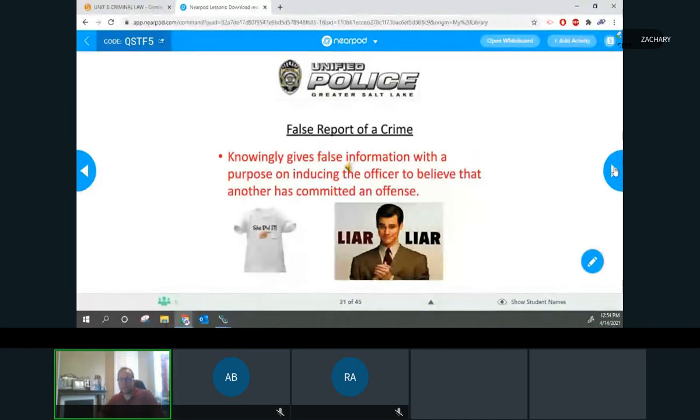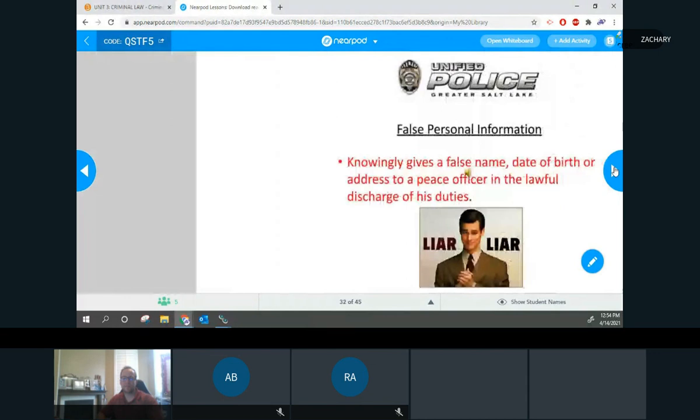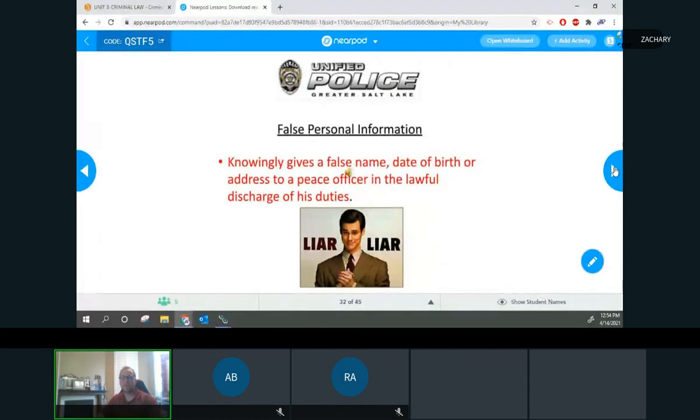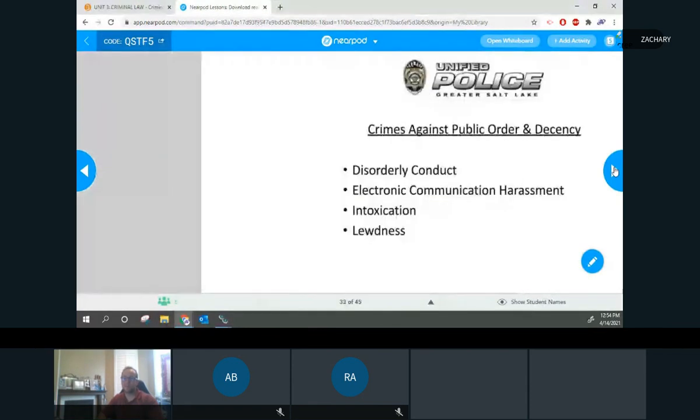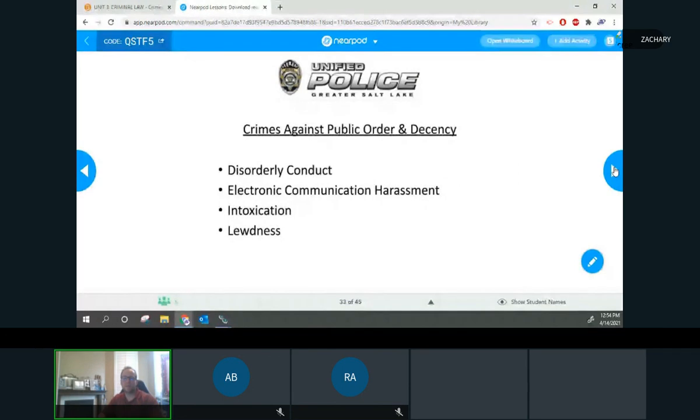So there've been many people that want to get other people in trouble, and if you falsely report a crime, that is another offense. False personal information. So you give somebody a false name, false date of birth, address, that kind of stuff, so you can get off. Okay. Crimes against public order and decency, like intoxication in public, lewdness, disorderly conduct, electronic communication harassment would all fall under that.